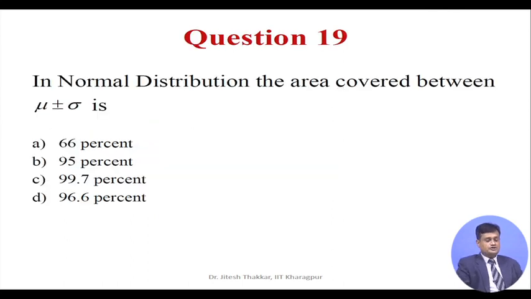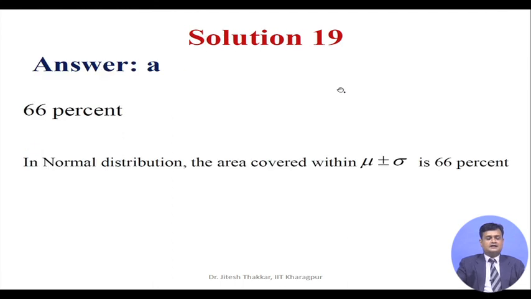Question 19. In normal distribution, the area covered between mu plus or minus sigma is 66%, 95%, 99.7%, 96.6%. You can very well see that here you are supposed to find the area keeping plus or minus 1 sigma in mind. Now, for this, the correct answer is A, 66%.